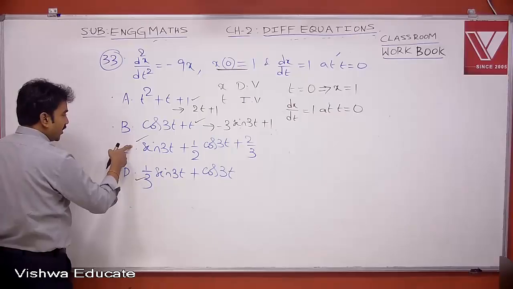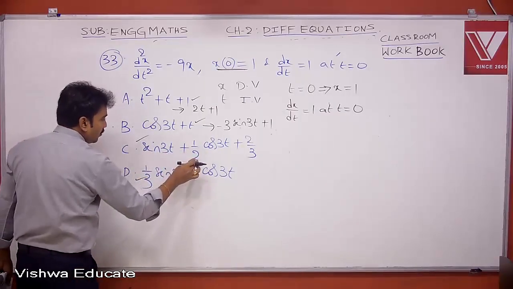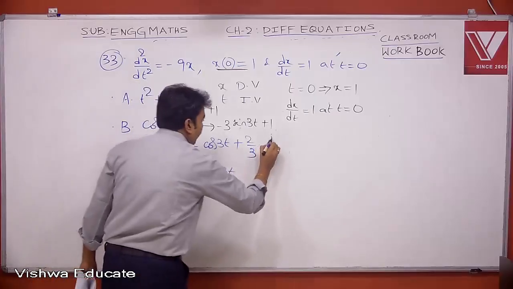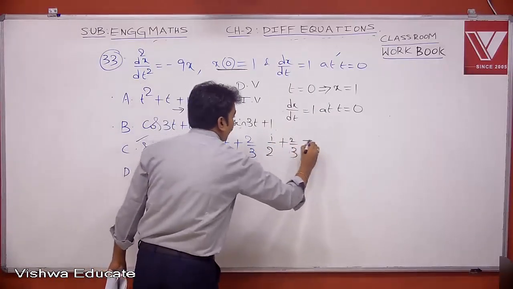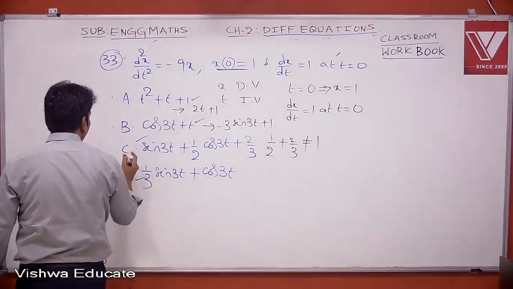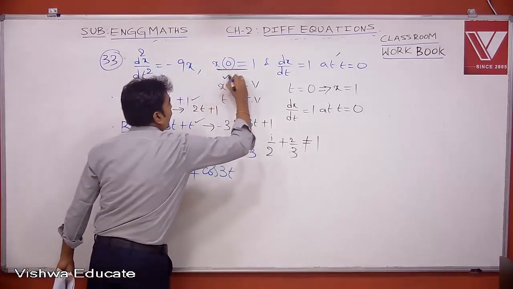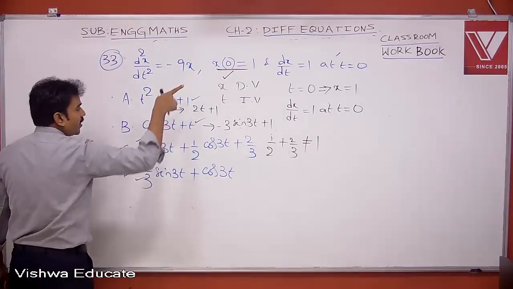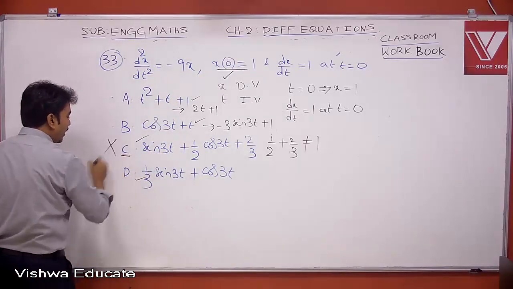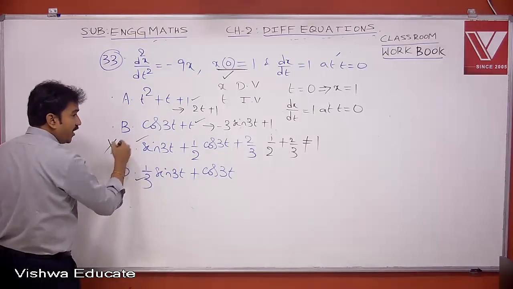Now look at option C. When you replace t by 0, we get 1 by 2 plus 2 by 3, but this is not equal to 1. Therefore, what happened in the case of option C is, it fails the first boundary condition x of 0 equal to 1, so eliminate this. You need not go for verification of the second boundary condition because it has failed.